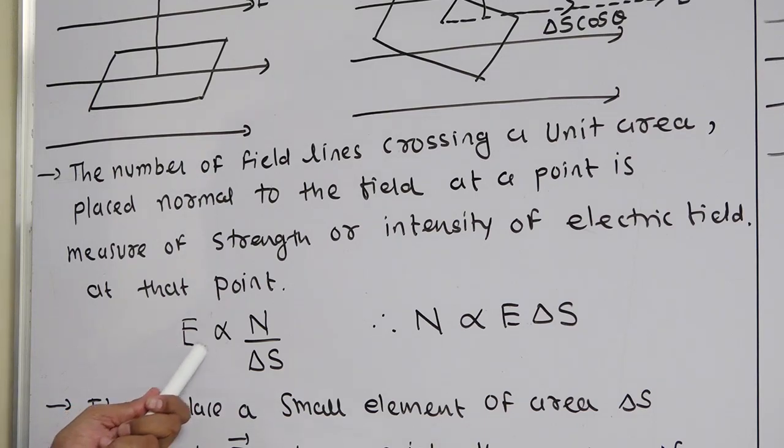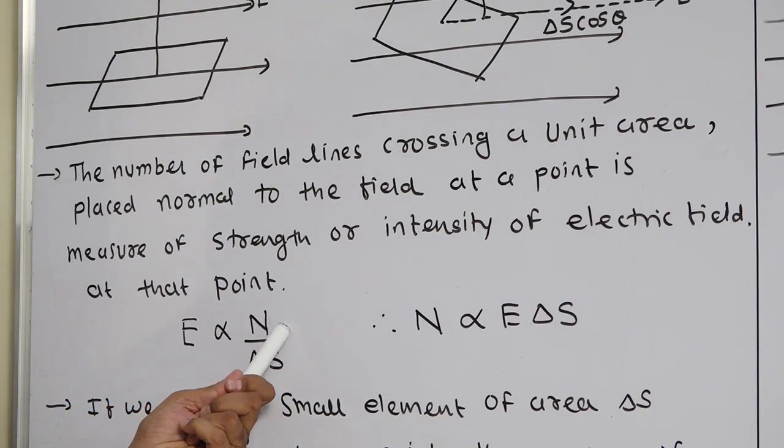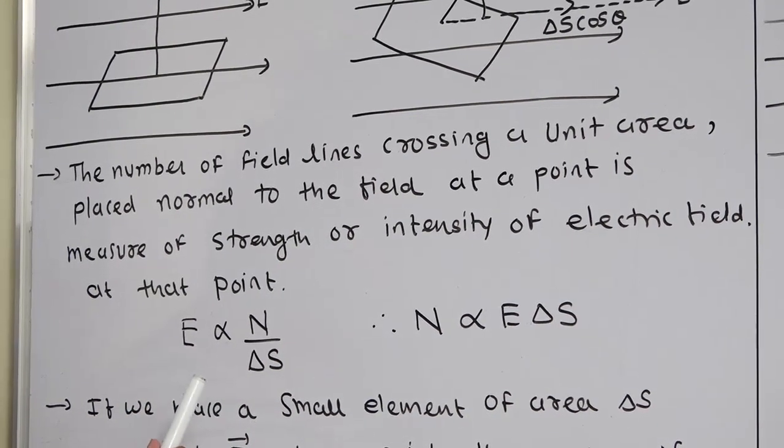Electric field intensity is directly proportional to the number of field lines linked per unit area. Or we can also say that the number of field lines passing through per unit area normal to the surface is directly proportional to the electric field intensity. If more field lines pass through the surface, there is more electric field intensity. If fewer field lines pass through the surface, there is less electric field intensity.